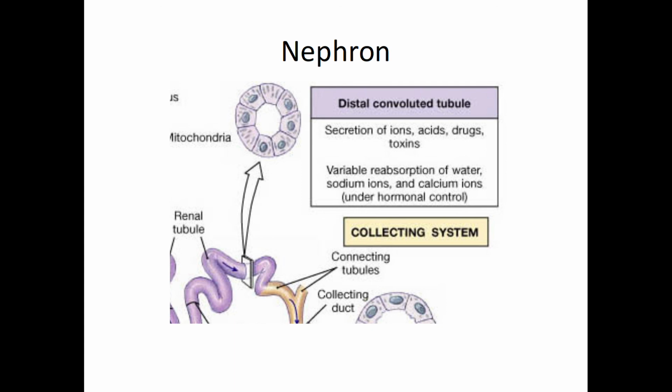So now we come out of the loop of Henle and we go into the distal convoluted tubule. The distal convoluted tubule has a little more reabsorption, but this is where we actually get into secretion, where we're actually sending some of these things that we don't want from the blood actively into the urine. We get rid of some ions and acids here, drugs and toxins that have accumulated in the body. And this allows us to actively get rid of things that we don't want.